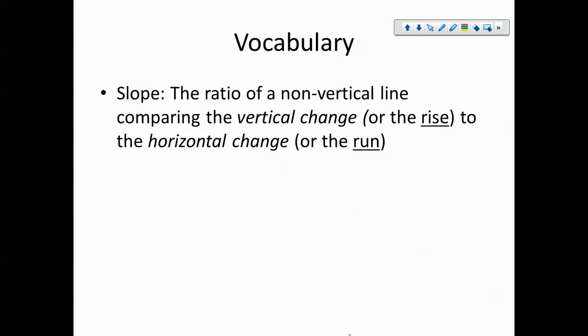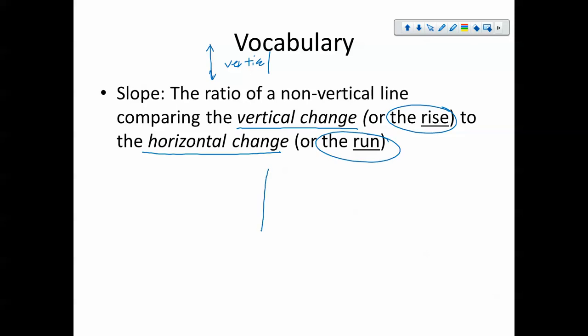So the slope, here's some vocabulary to add to your algebra sheets. The slope is the ratio of a non-vertical line. Remember, vertical means like this. Okay, that's vertical. So we're not talking about vertical lines. Comparing the vertical change, also called the rise, to the horizontal change, also called the run.